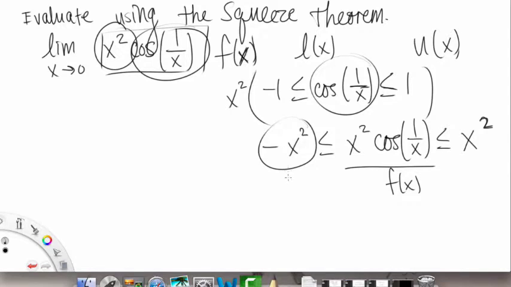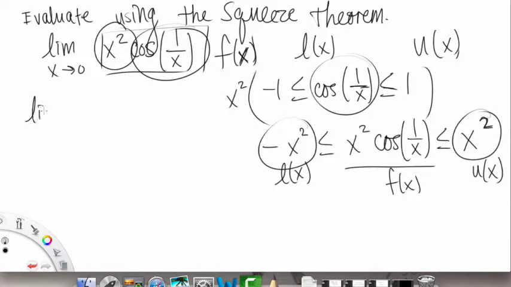So here's our L of x. This is our lower one. That's always going to be less than or equal to our f of x, and x squared, a positive x squared, is our u of x. Okay? So now all we have to do is find the limit of our L of x as x approaches 0 and our u of x as x approaches 0.